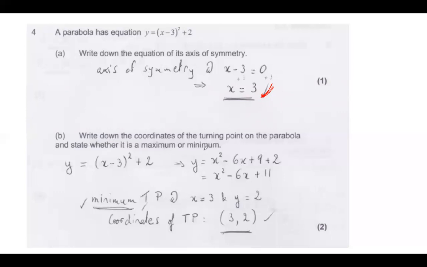State whether it's a maximum or minimum. I've got a positive number in front of x squared, so the coefficient is positive, so I know this is a minimum. And the turning point is at x equals 3 and y equals 2. That's why it was 2 marks. One for stating minimum and one for giving the turning point.